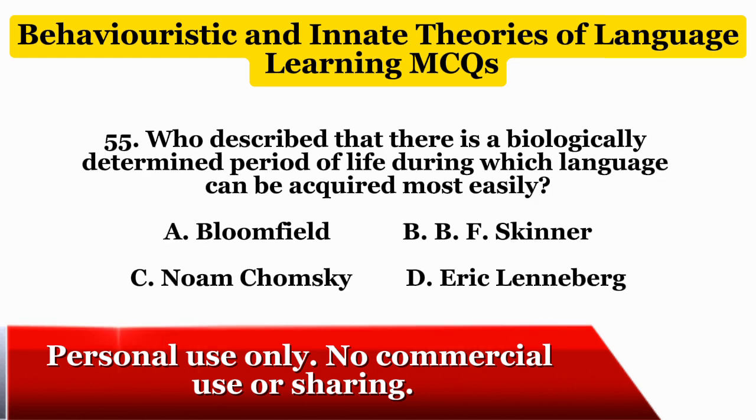Who described that there is a biologically determined period of life during which language can be acquired most easily? Bloomfield, B.F. Skinner, Noam Chomsky, Eric Lenberg. Right option is D. Eric Lenberg described that there is a biologically determined period of life during which language can be acquired most easily. Lenberg says that if this critical period has passed, language learning becomes difficult.